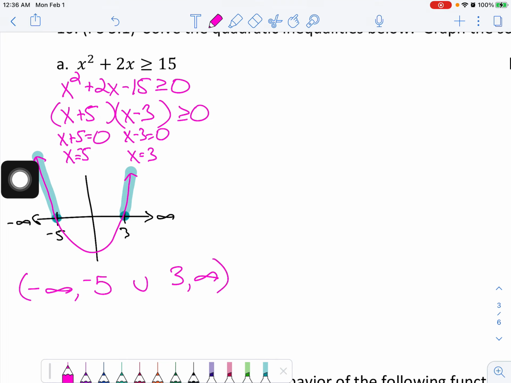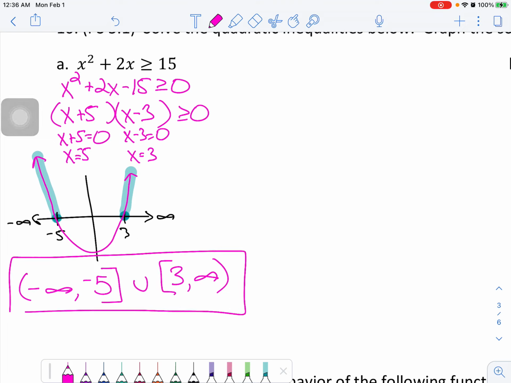Infinities will always, always, always in an interval take parentheses. Your numbers can take either parentheses or brackets. It will depend on what type of inequality we had. This particular inequality had an equal to portion. So because it's equal to, we are going to use brackets for our intervals. And those are the two intervals that work for graph A.